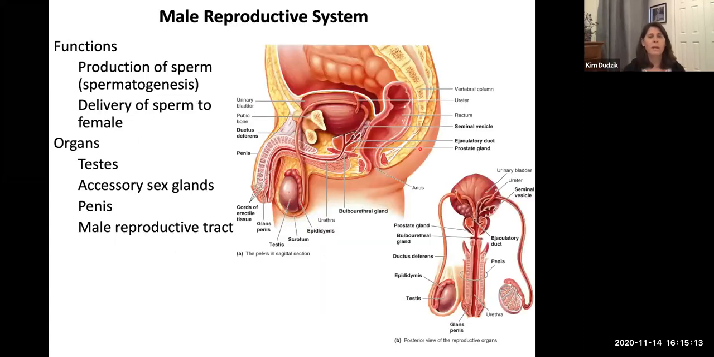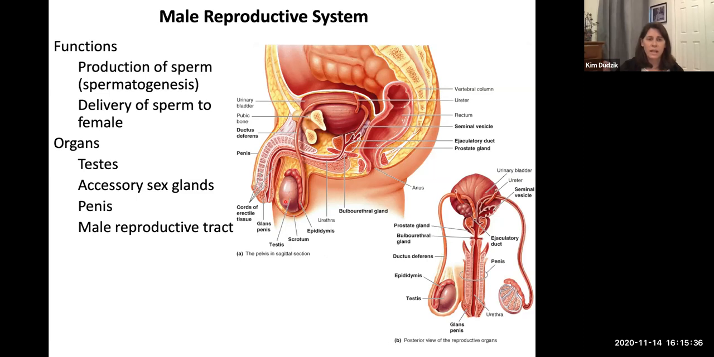Okay, so the male reproductive system, if you've had anatomy already, these pictures should look familiar to you. Again, the main function of the male reproductive system is the production of sperm, and that occurs here in the testes. And again, there's a pair of testes, right? On this side, you're just seeing a mid-sagittal section of the body, and we're seeing one testis.